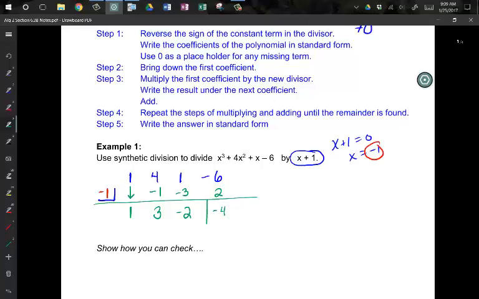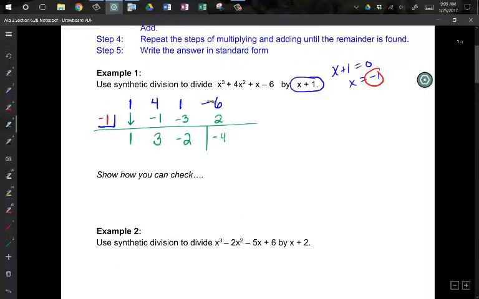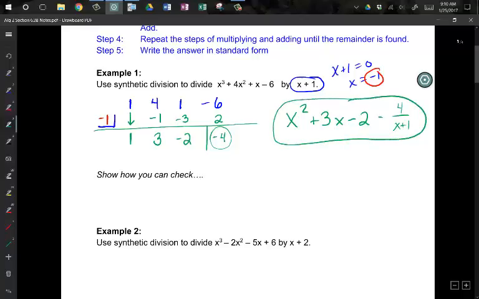So let me write the answers. If these were the coefficients of x cubed, x squared, x, and the constant, these are the coefficients of x squared, x, and the constant. And so my answer is 1x squared plus 3x minus 2, and then my remainder is a -4. So I would say minus 4 over x plus 1. And we just did a long division problem in 3 lines. That was quite simple. Isn't that amazing?